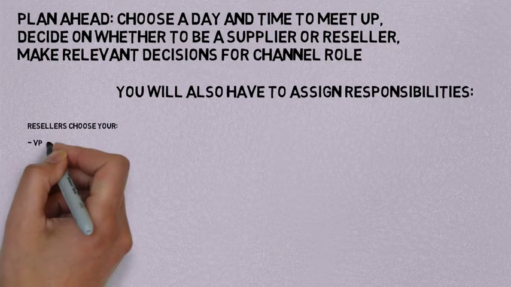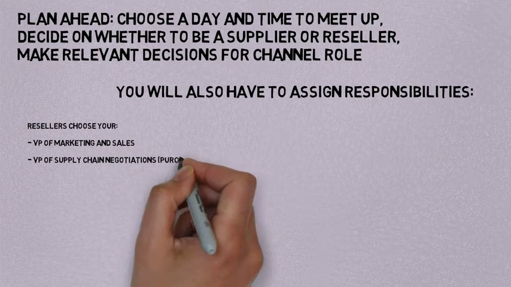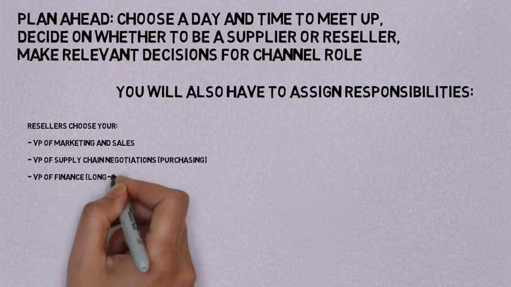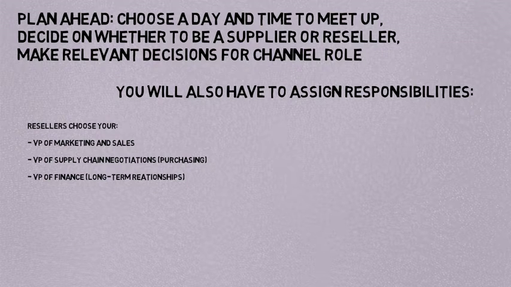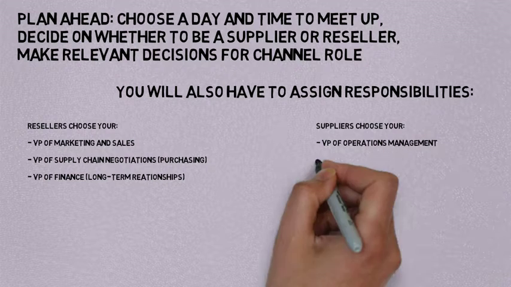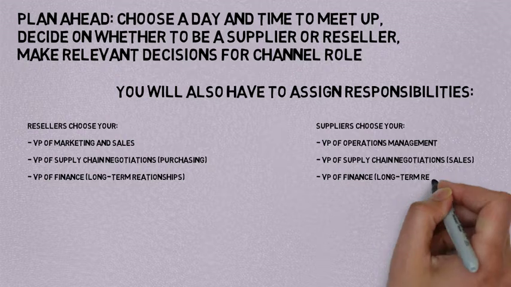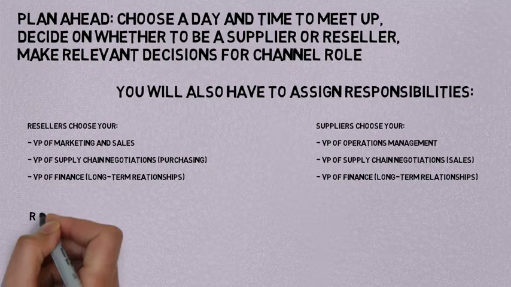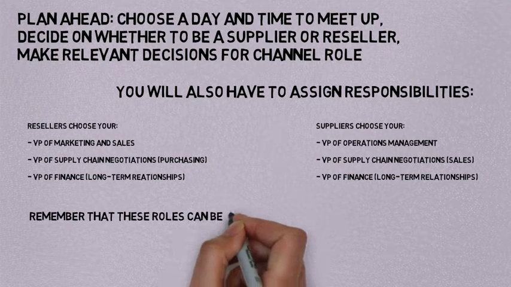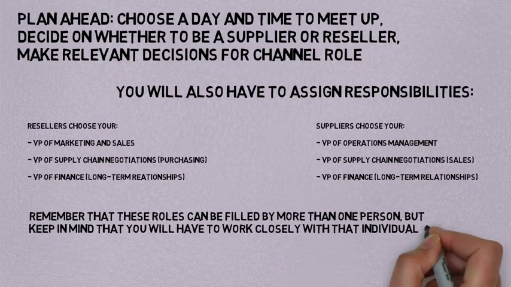Resellers, choose your VP of Marketing and Sales, VP of Supply Chain Negotiations for purchasing, and VP of Finance and Long-Term Relationships. Suppliers, choose your VP of Operations, VP of Supply Chain Negotiations for sales, and VP of Finance for long-term relationships. Remember that these roles can be filled by more than one person, but keep in mind you will have to work closely with that individual should you choose the same role.